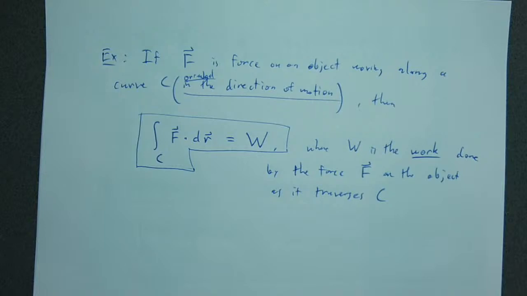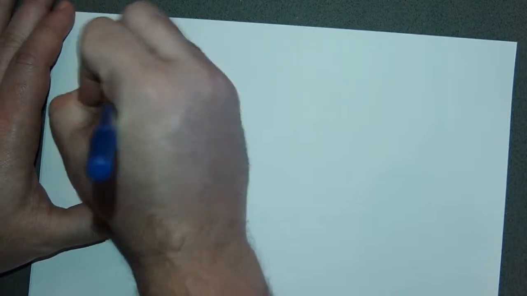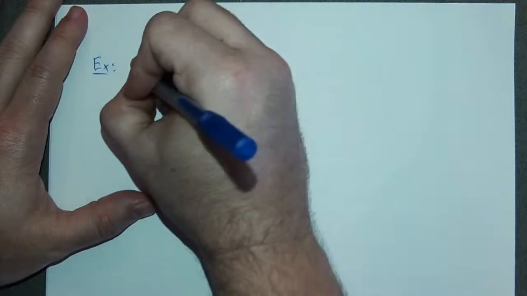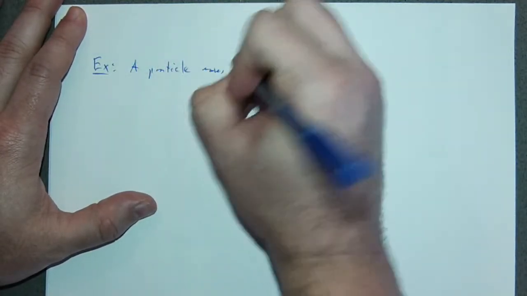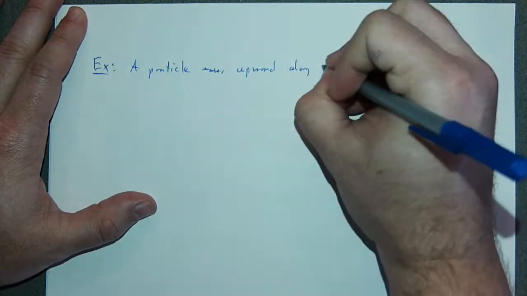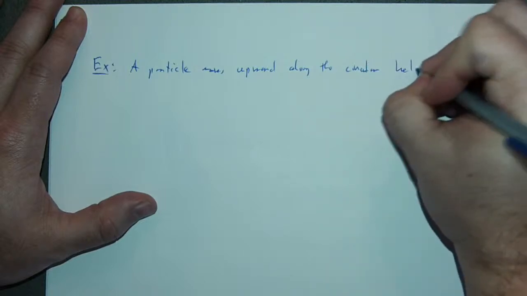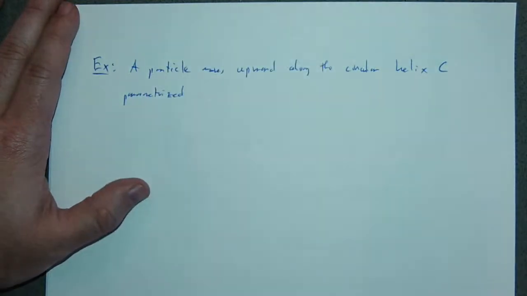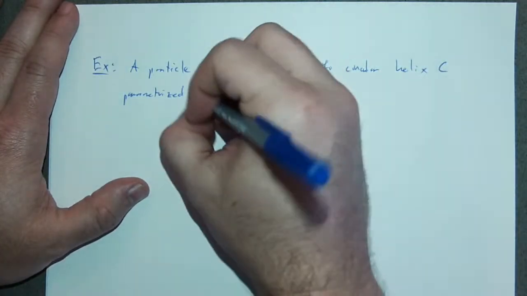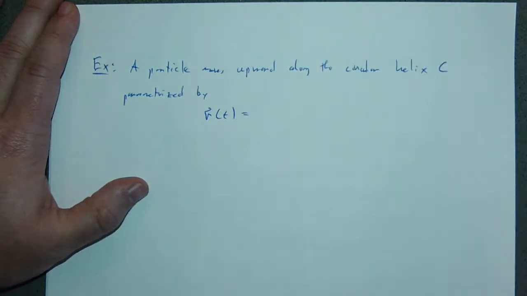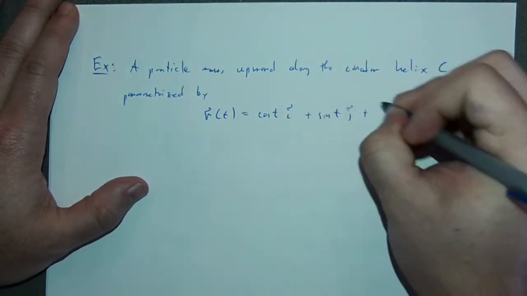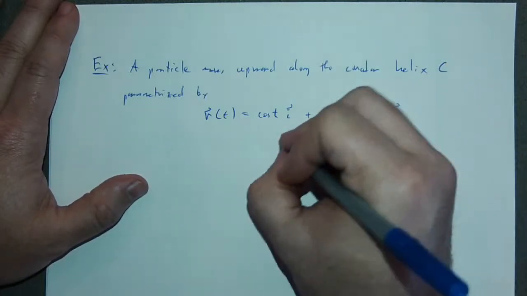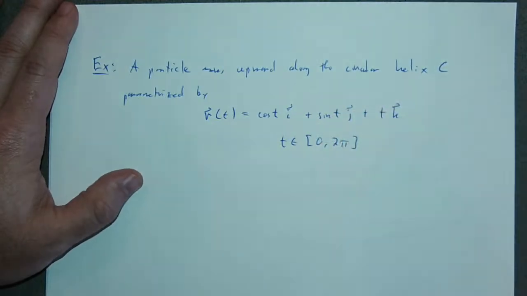All right. So let's do a quick example, and we'll even phrase it in physics terms here, right? We'll say a particle moves upward along the circular helix C parameterized so that it is moving upwards here. That's the normal parameterization. That is r of t is cosine t i plus sine t j plus t k for t between 0 and 2 pi, so one arc of this circular helix.